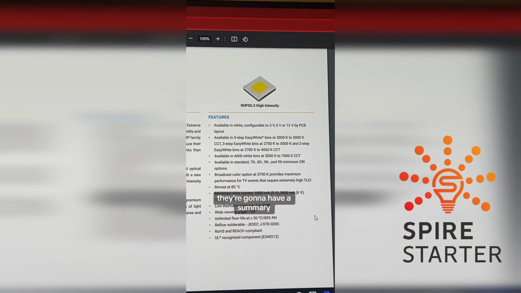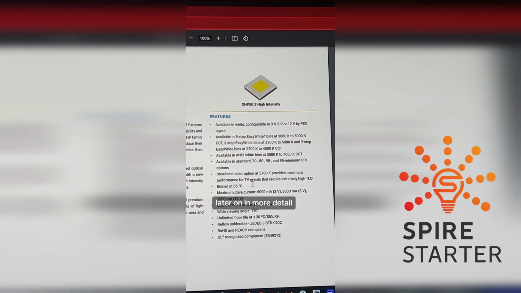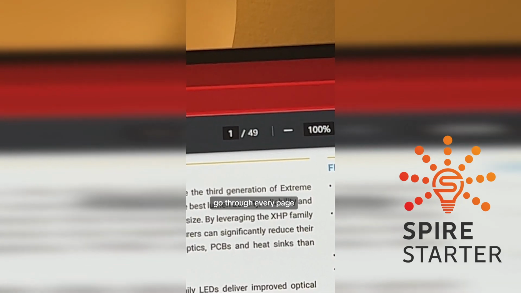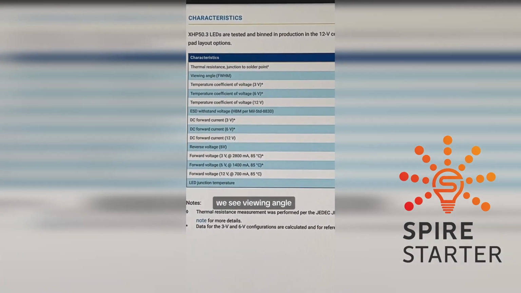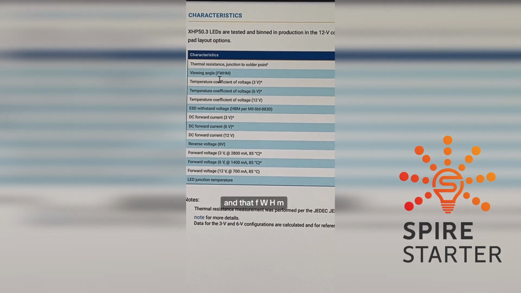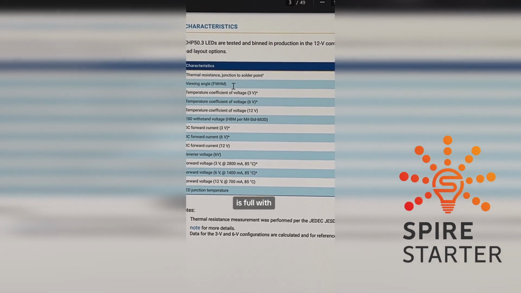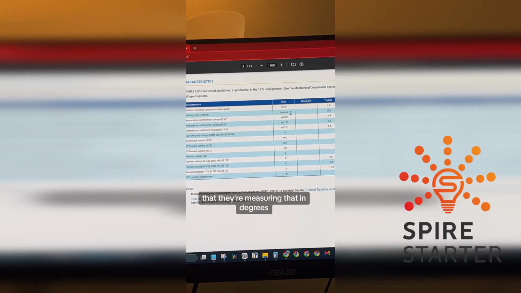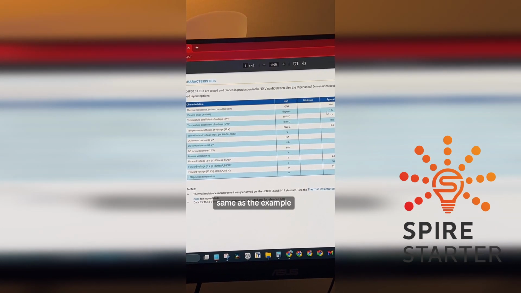On the first page, they're going to have a summary of the most important points, but this should all still be covered in more detail later in the rest of the datasheet. This datasheet is 49 pages long, so we're probably not going to go through every page, but we'll hit the most important stuff. On the second line, we see viewing angle that we just went over, and that FWHM in parentheses, which we already know now, is full width half maximum. Good job! And then they're telling you that they're measuring that in degrees and that the typical number is 120. So same as the example we just looked at.